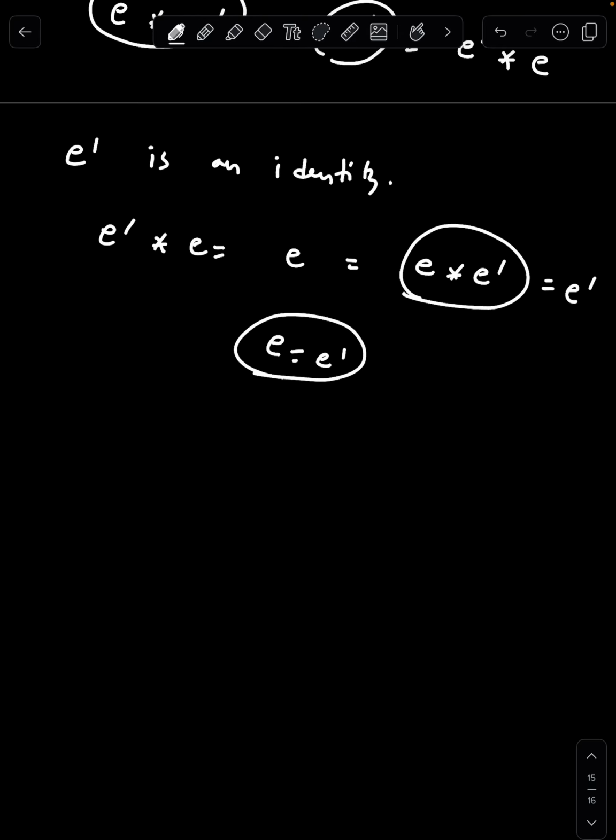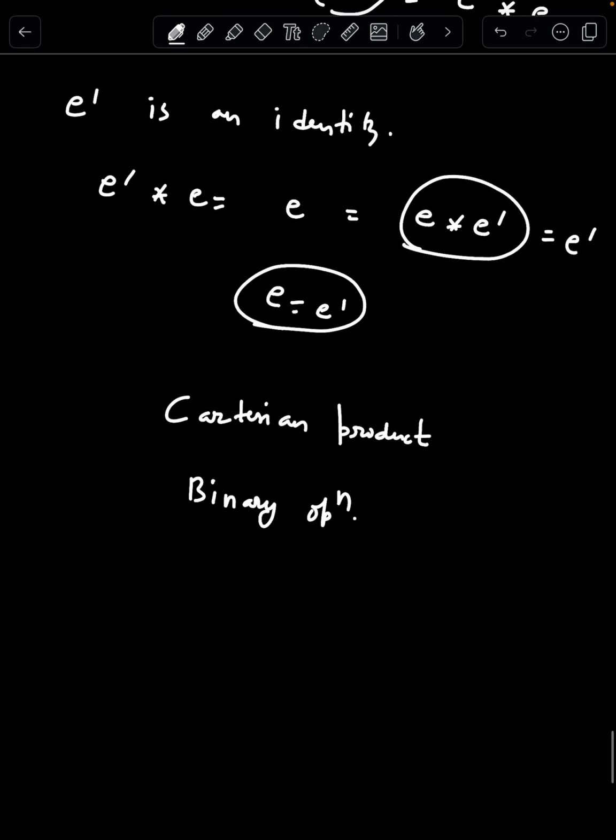So I hope you understood today's lecture. So today we discussed the prerequisites for vector spaces, that is Cartesian product and binary operations. And in our next class, we'll be discussing the vector spaces in complete detail.